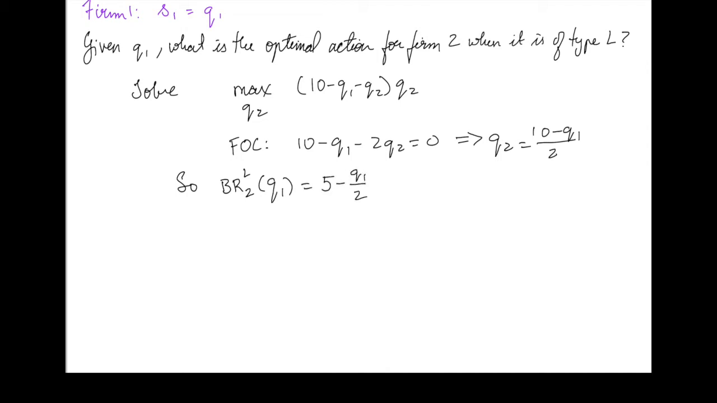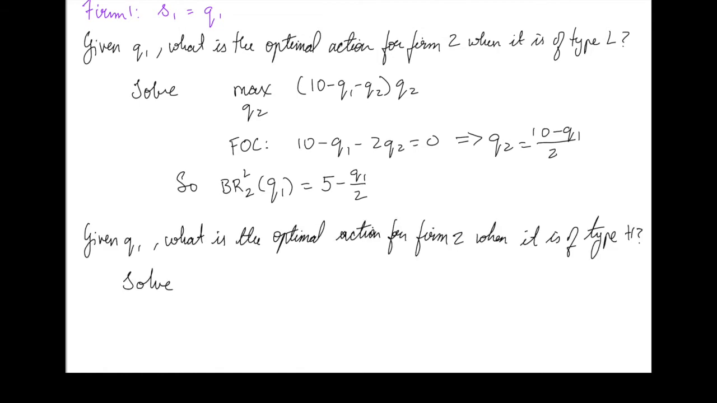We could do the same thing and ask what the optimal action for firm 2 is when it's of type H. It solves the maximization problem where it chooses Q2 to maximize (10 minus Q1 minus Q2), which is the price, times the quantity Q2. However, it has a marginal cost of 4, so it pays 4 times Q2 to produce Q2.